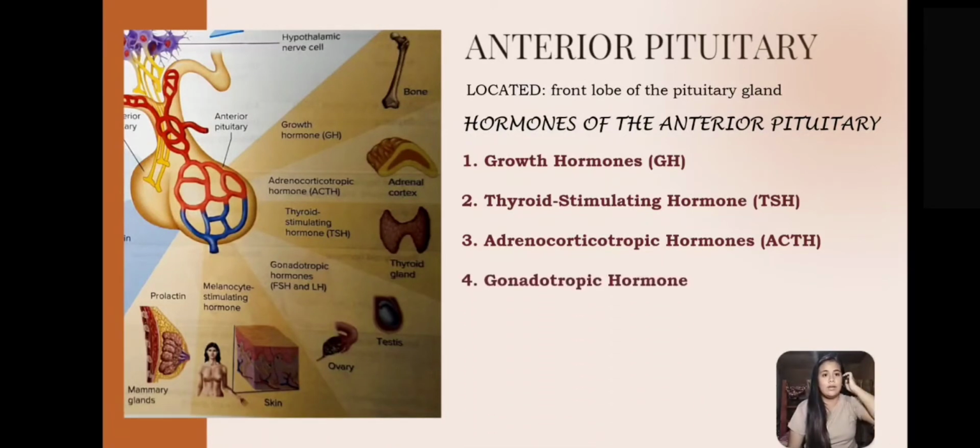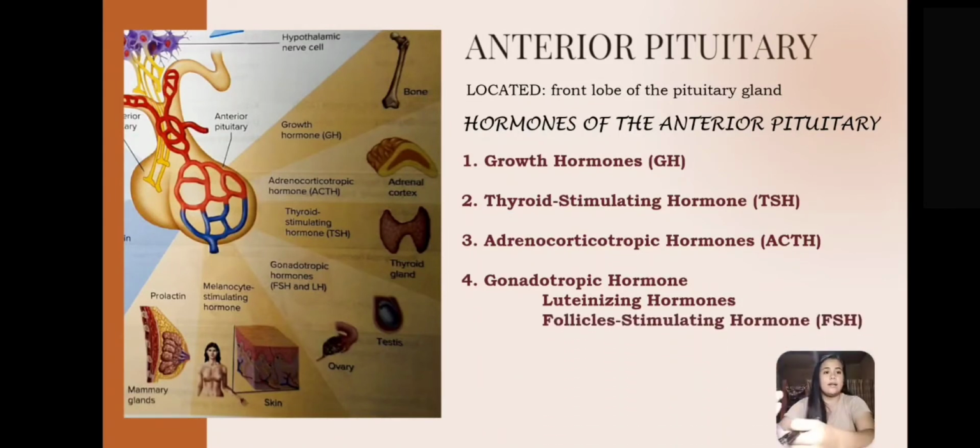Next, the gonadotropic hormone. So this hormone regulates the hormonal activities of our gonads. Our gonads are our ovaries and our testes. So it has other hormones. For example, here is luteinizing hormone. Our luteinizing hormone, in female, stimulates ovulation, and then in the male, it secretes testosterone. So testosterone is the reproductive hormone of men.